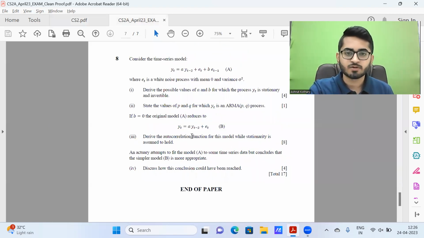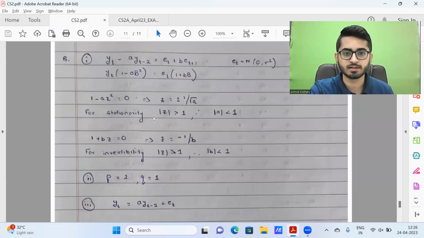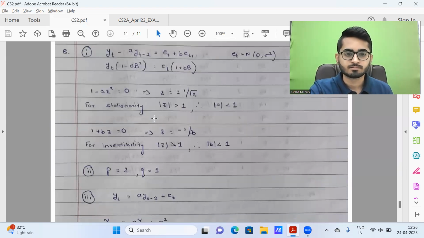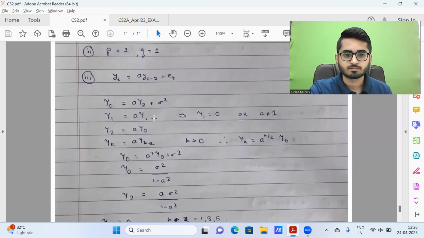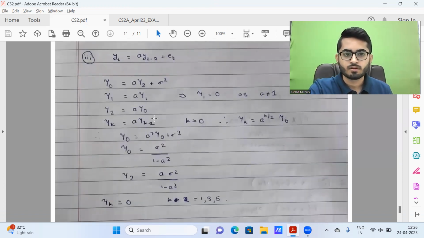Next question 8. This was a typical time series question. Most of the students have performed well in this question. Let's quickly take a look at the solution. It's nothing but an AR(2) process.